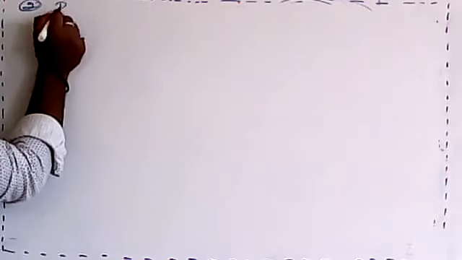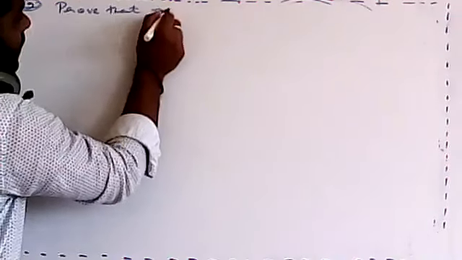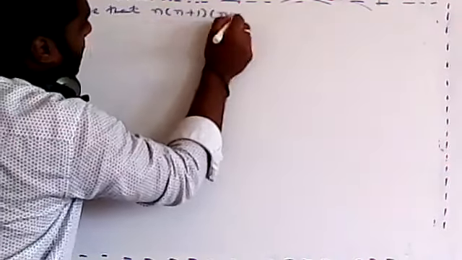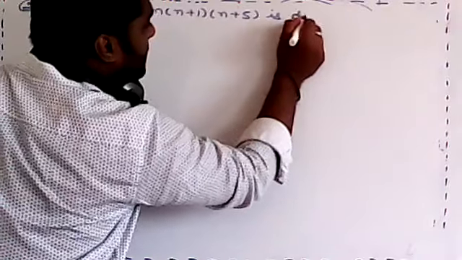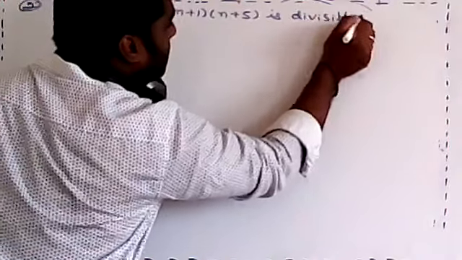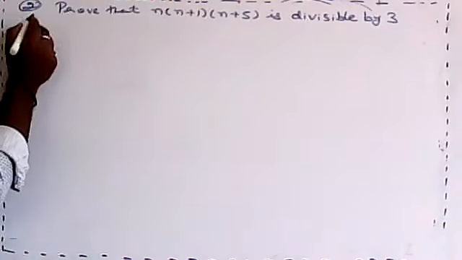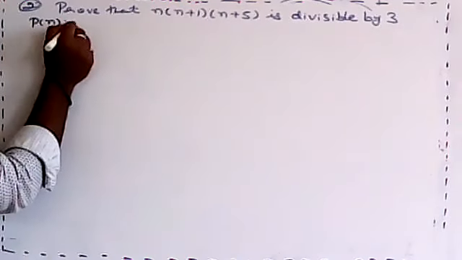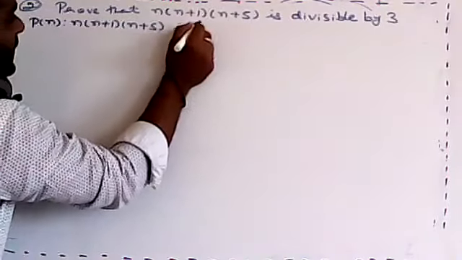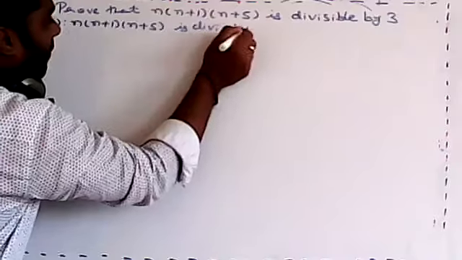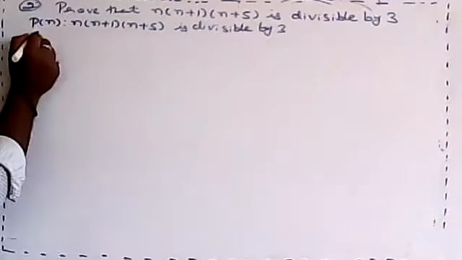Second one, prove that n into n plus 1 into n plus 5 is divisible by 3. Okay, the next problem is this one. So first we have to take this as p of n, that is n into n plus 1 into n plus 5 is divisible by 3. Correct?